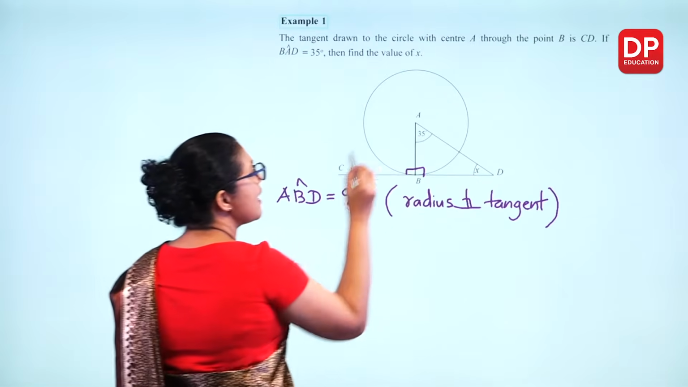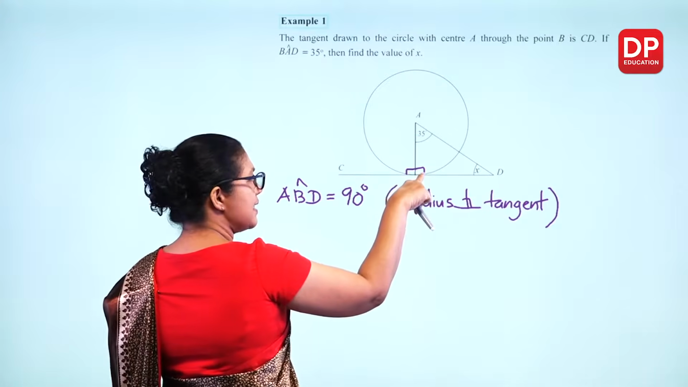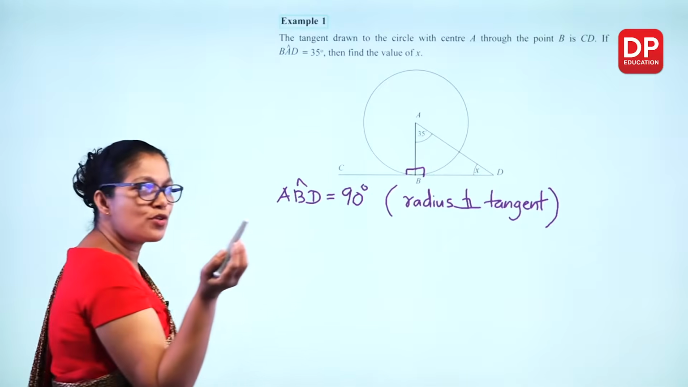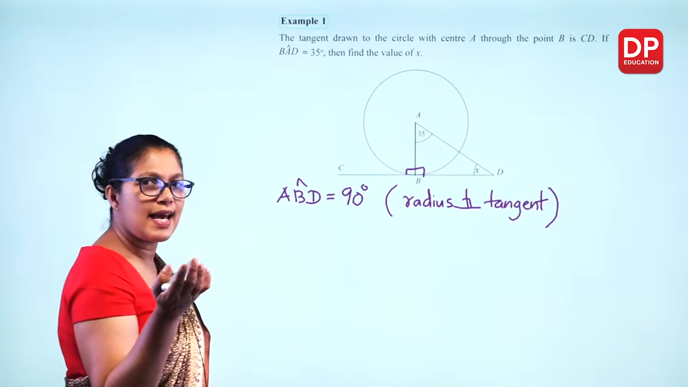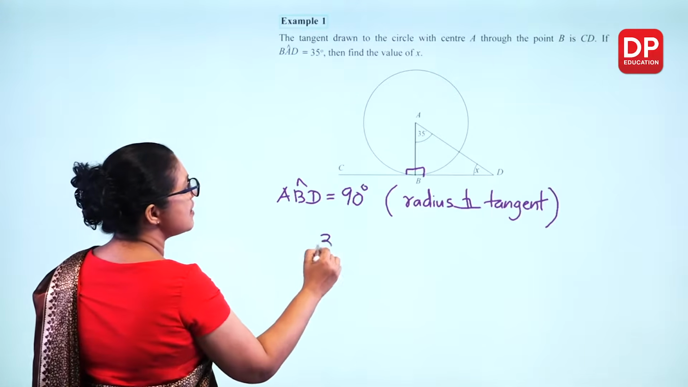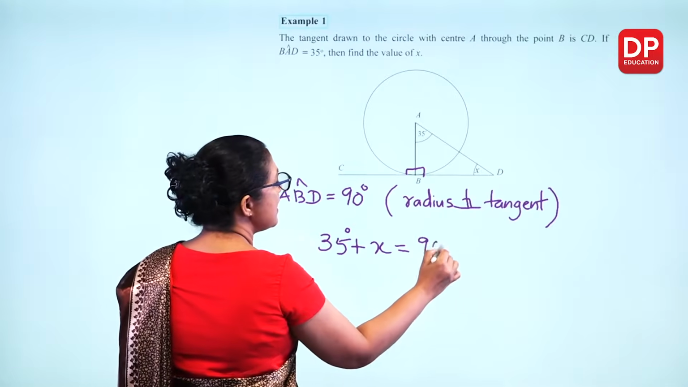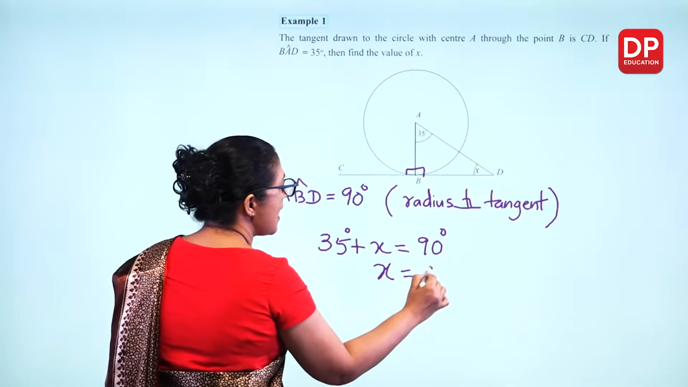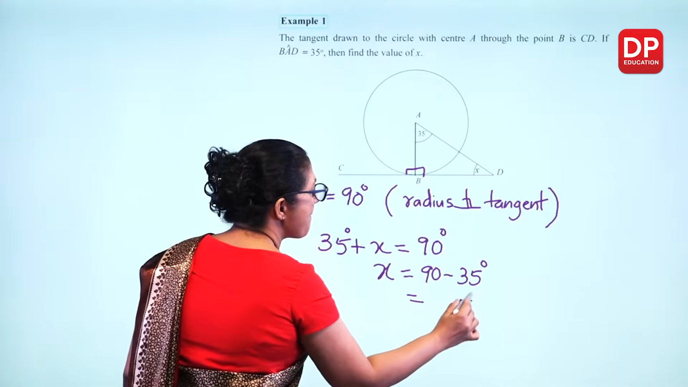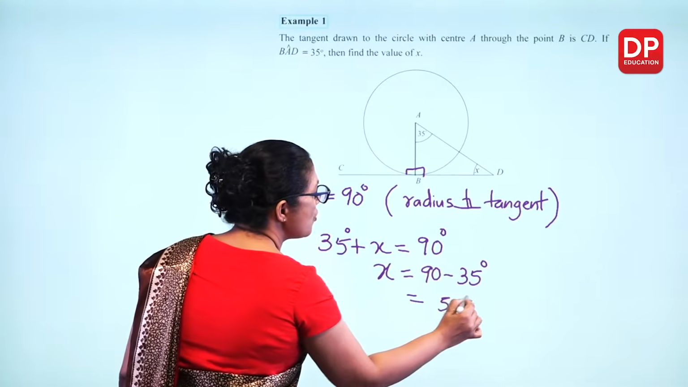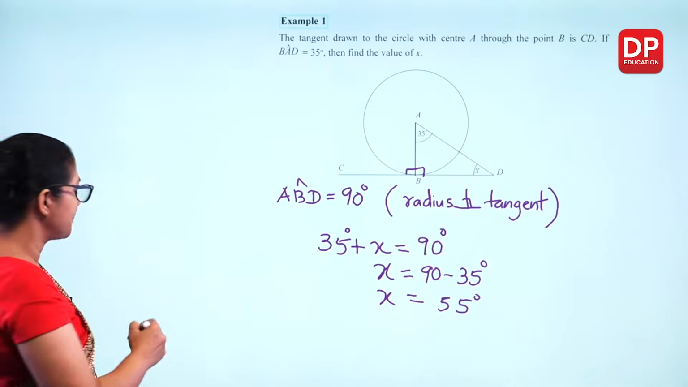Now look at this triangle ABD. So what's this angle? This is 90. Then these two add up to 90. So no need for 180 because we have already 90 there. So you can easily take 35 plus x is equal to 90. So what's x? 90 minus 35. So you get 55 degrees for angle x.